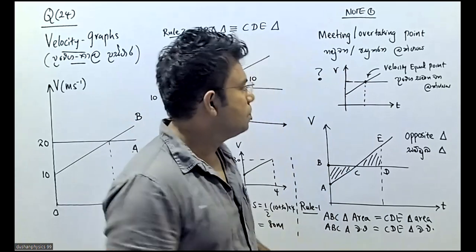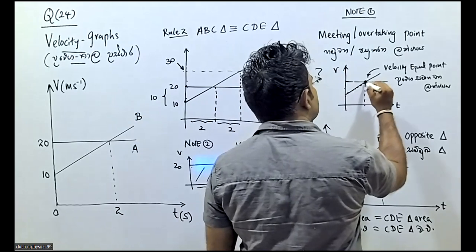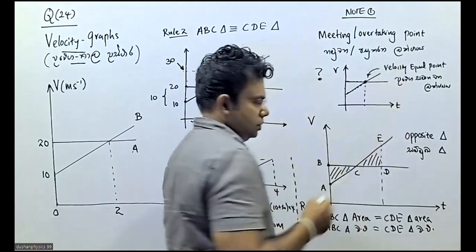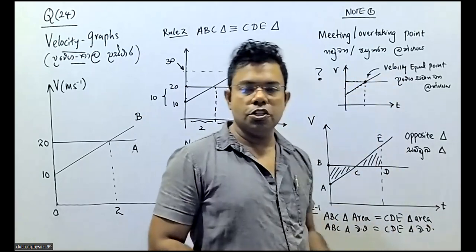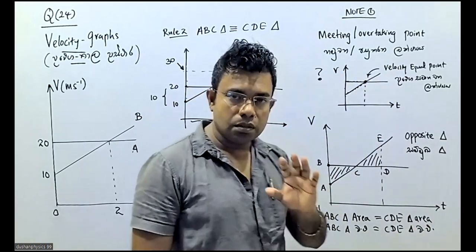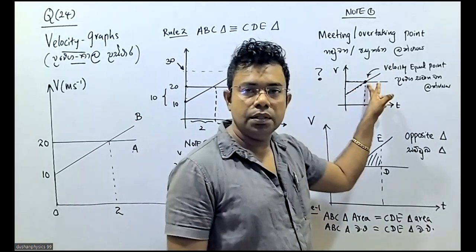Why? Because this particular point is where the two velocities are equal to each other. That is the point. Not overtaking.